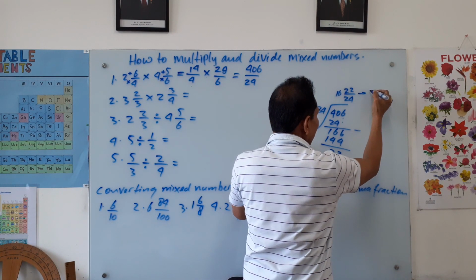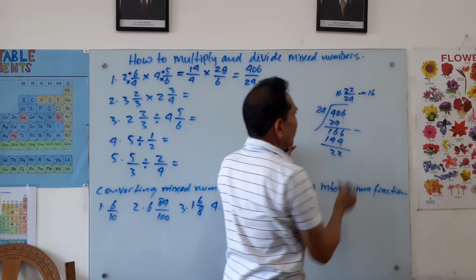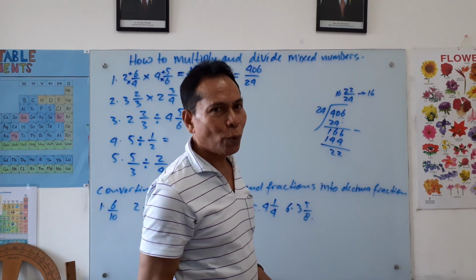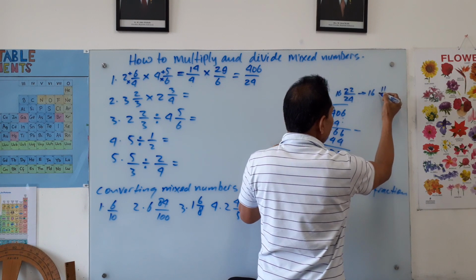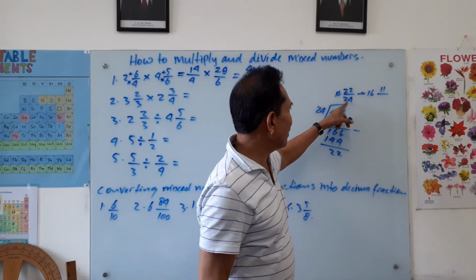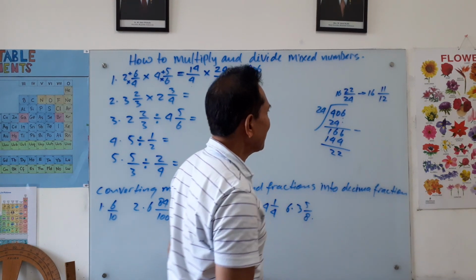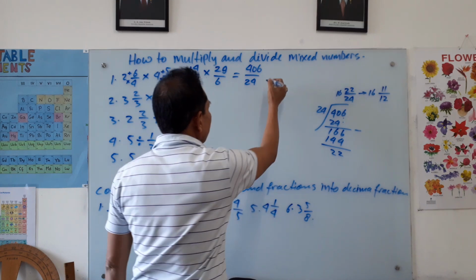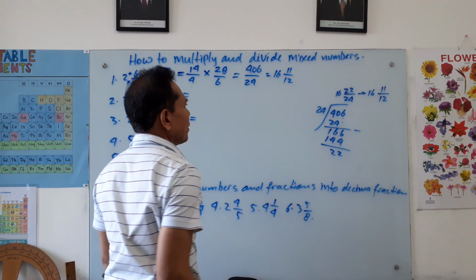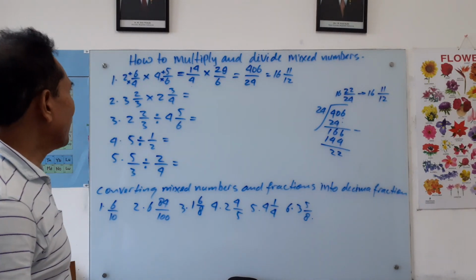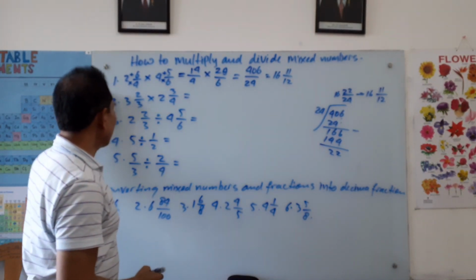So our 16, we keep it, 16, but this one, we simplify. So 22. If we take 2, 22 divided by 2 is 11 over, and 24 divided by 2 is 12. So it's 16, 11 over 12. Okay? That's your answer for number 1. Okay, we go to the second question.